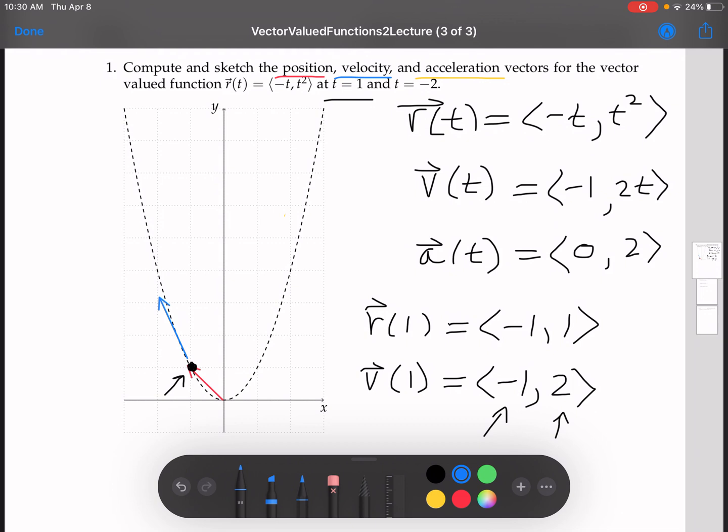Now, the acceleration at 1 is 0, 2. Notice that the acceleration is constant. It's constantly the same vector, 0, 2. So drawing that with initial point being the terminal point of the position vector as well, we get that vector there.